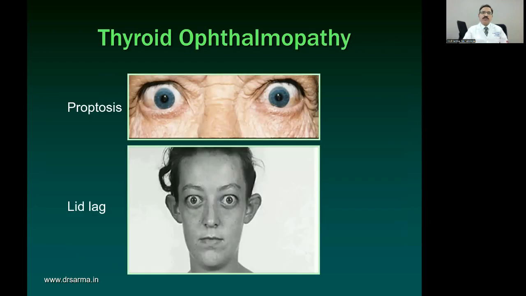This is proptosis. Proptosis means the eyes will be projecting beyond the palpebral margin. Proptosis and lid lag. Lid lag sign is very important. How do you elicit lid lag sign? Ask the patient to look straight first. And then, without tilting the head, ask the patient to look down. When the eyeball moves down, reflexly your lid also will come down. In these people, because the eyeball is bigger, the lid will be lagging the movement of the eyeball. That's called lid lag sign.